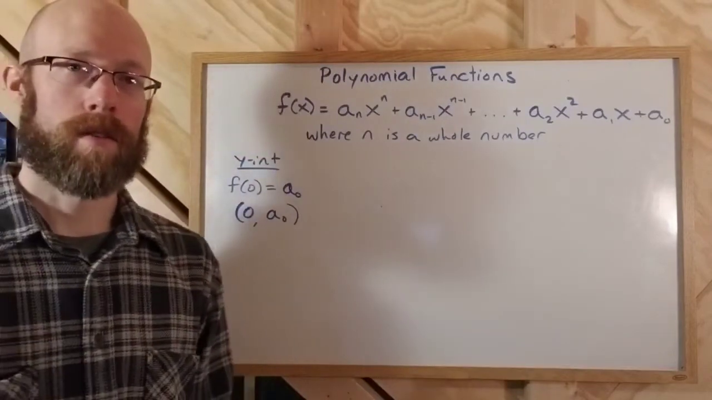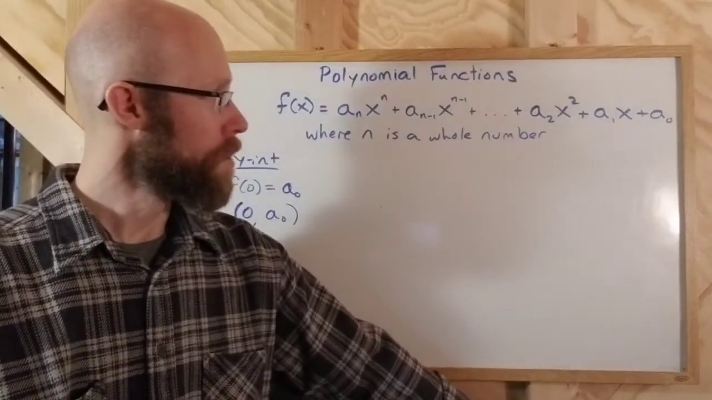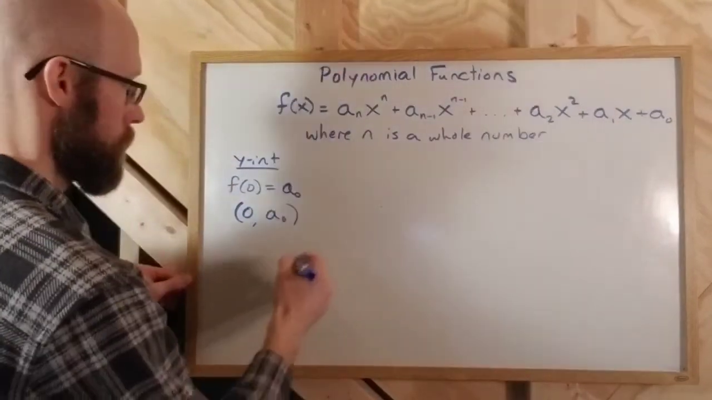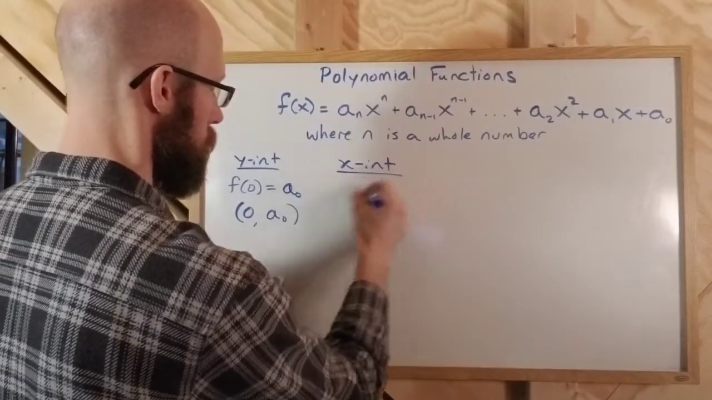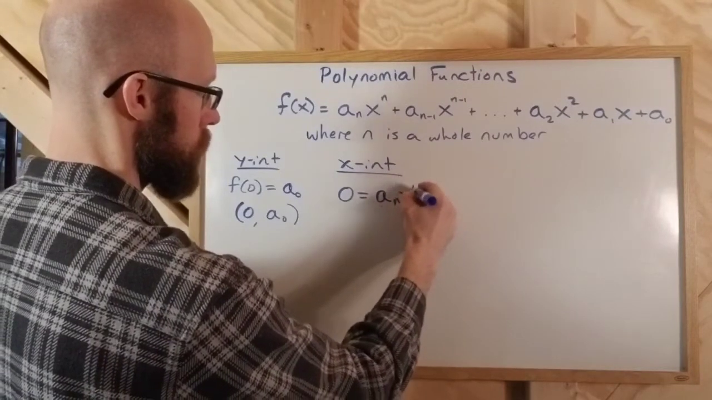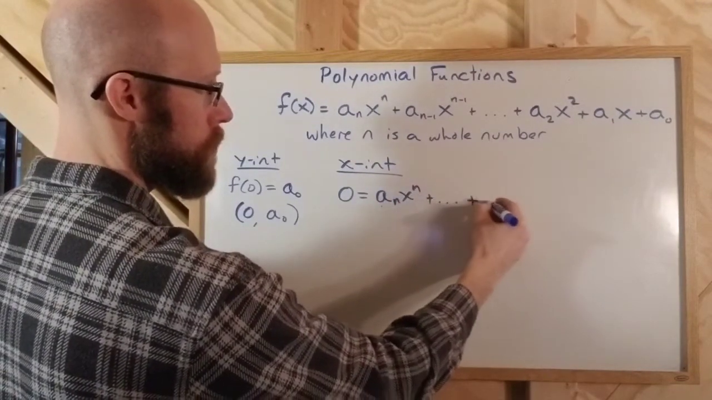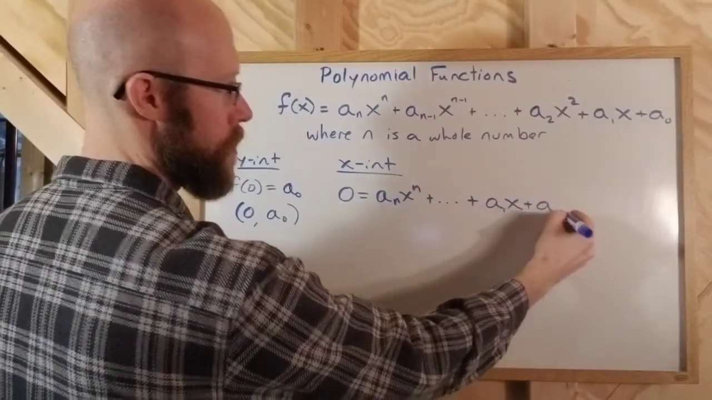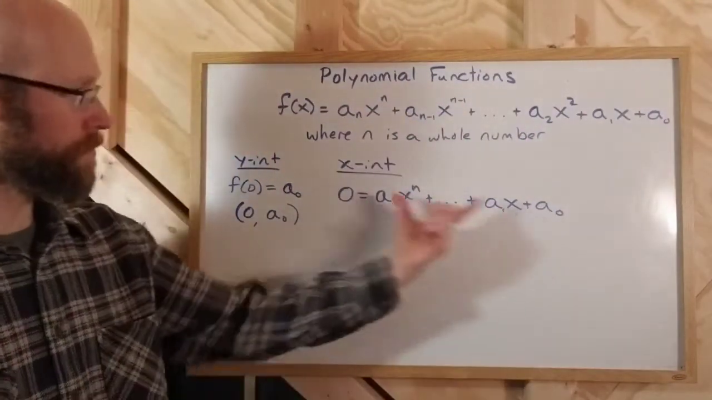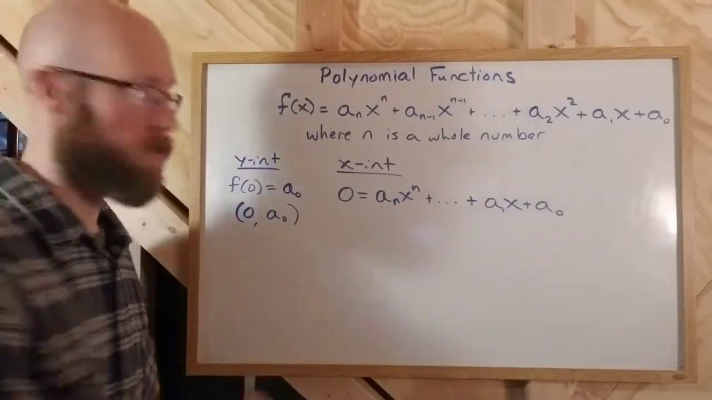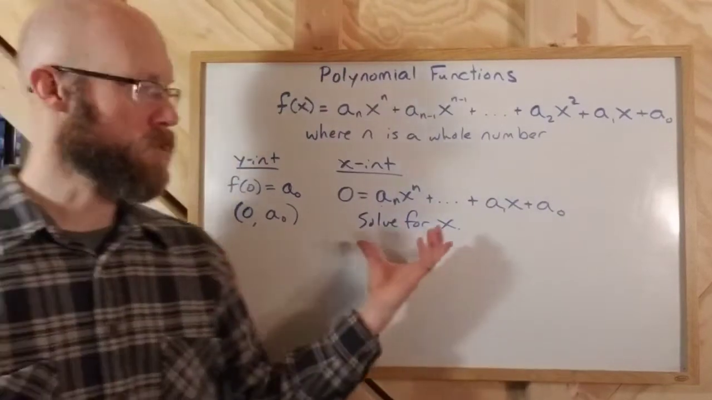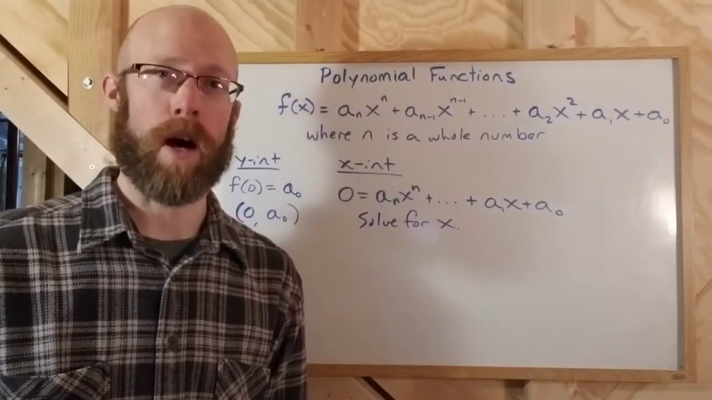Okay? All right. For x-intercepts, you always substitute 0 in for the function. So you set 0 equal to a sub n x to the n plus dot dot dot. I'm skipping a couple of terms in there, but you know what I mean. You set the polynomial equal to 0 and then solve for x. Now, the way that we solve this for x depends upon the degree of the polynomial.